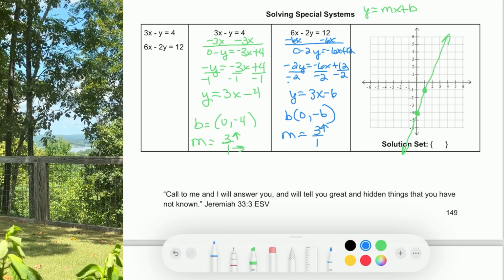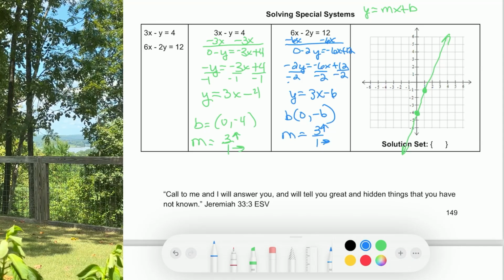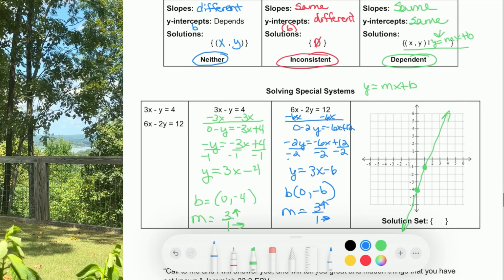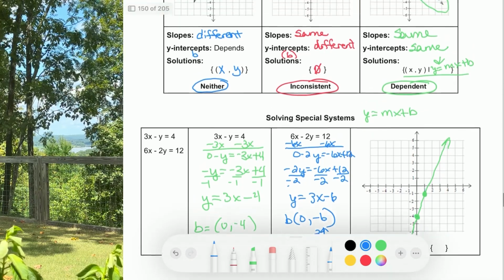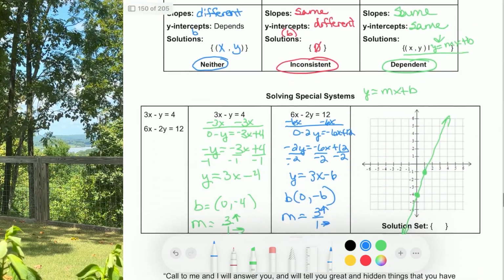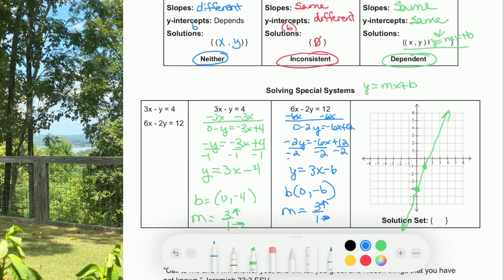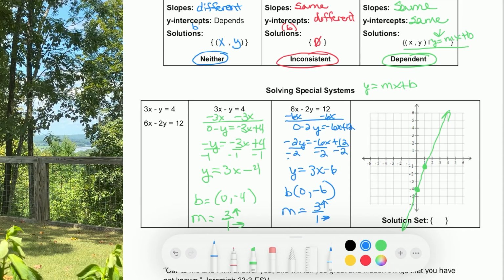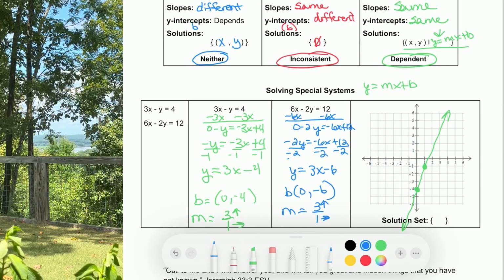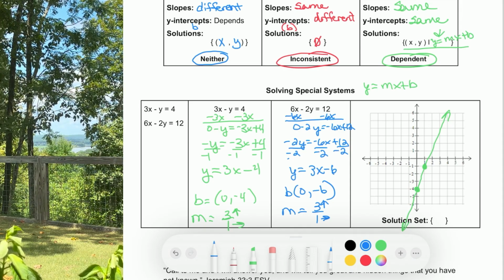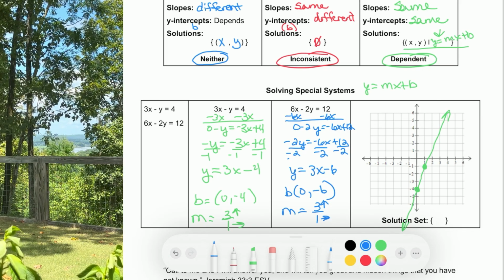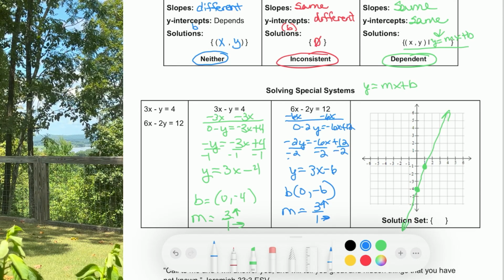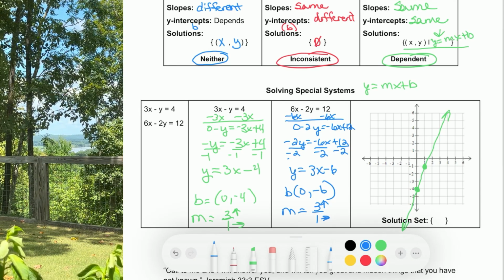Well, looking back at my rules, and this is why I hesitated for a second because I was thinking it was going to be something else. But looking back at my rules, if they have the same slope but different y-intercepts, I'm going to have parallel lines. So if I remember that rule, then I know what my graph should look like. So let's go ahead and graph this and see if we actually end up with parallel lines. If I don't, then something's not right. Something's off in my work and I need to go back and double check everything.